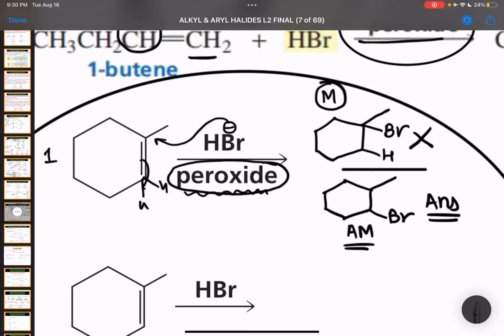The 2-bromo 2-methyl. So the mode of addition of HBr is reversed in the presence of peroxide. So now the H was not attaching itself to the carbon atom which has more hydrogens. Instead, H was attaching itself to the carbon atom where earlier Br used to connect itself. And now the Br will come in. Okay, right?